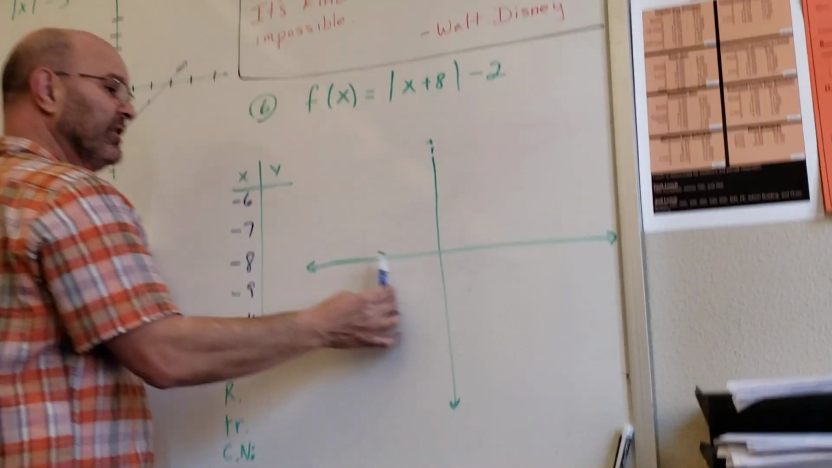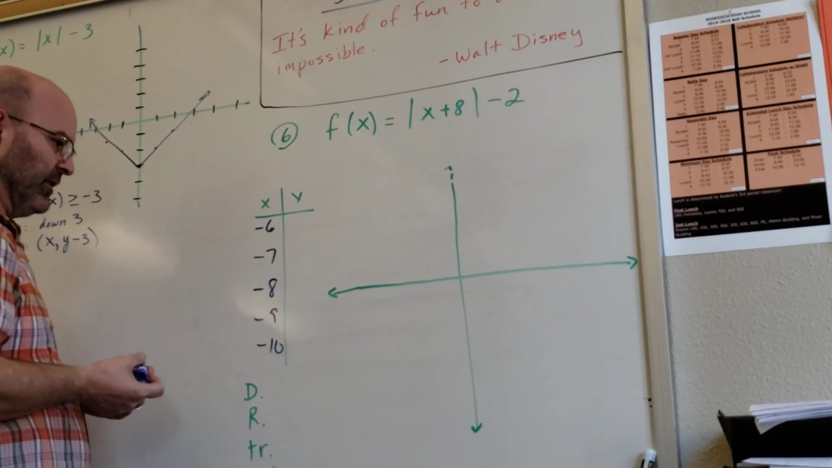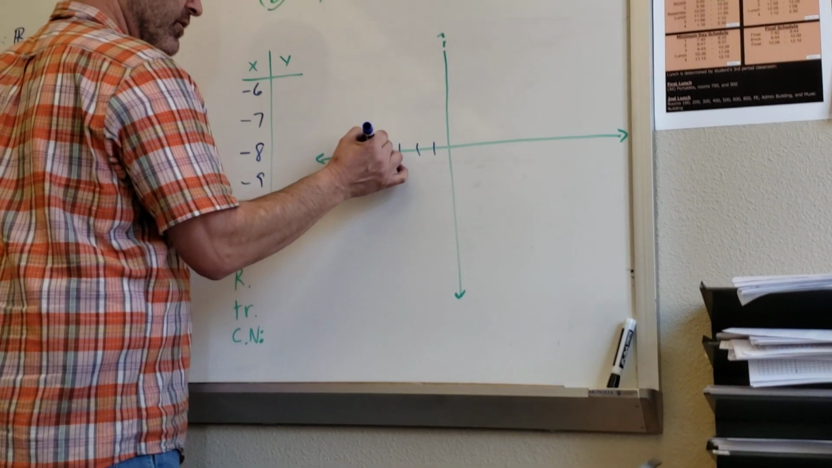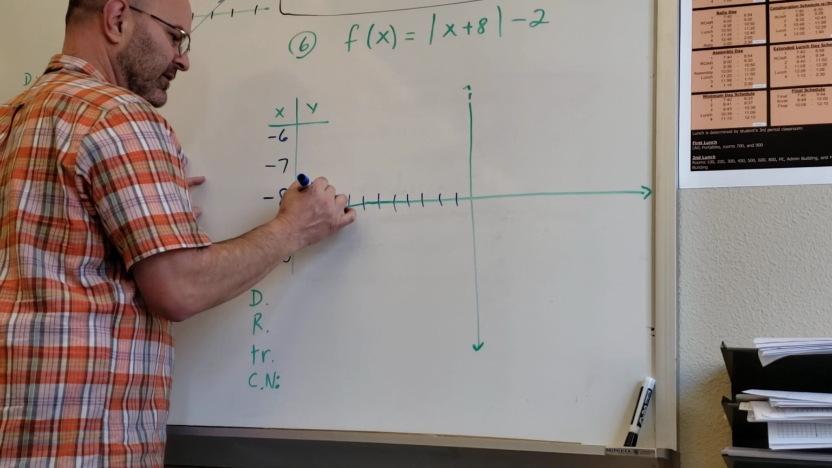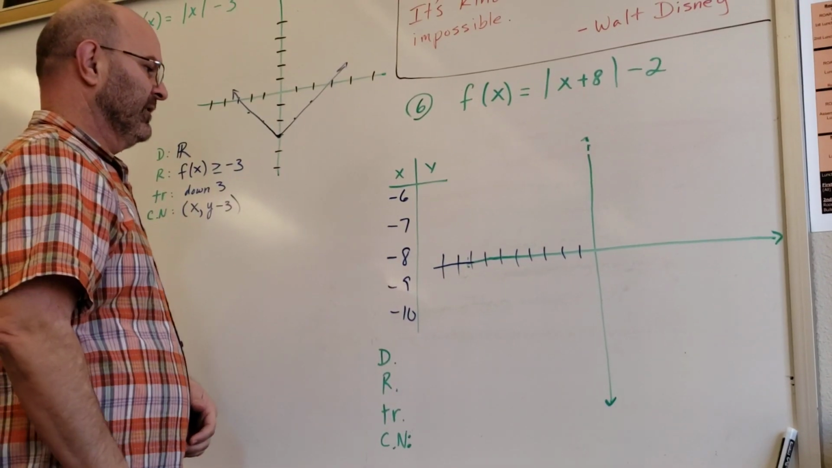So notice I didn't put any tick marks here. I wanted to kind of be some suspense as to where this graph is going to be going. I'm going to be going left. 1, 2, 3, 4, 5, 6, 7, 8, 9, 10. This graph is really far to the left.